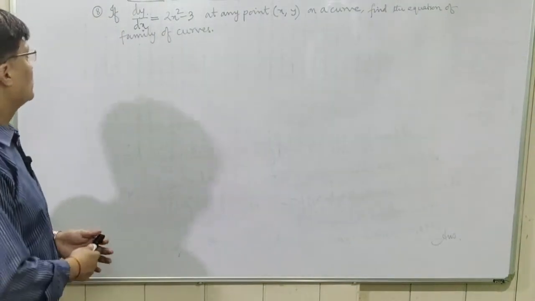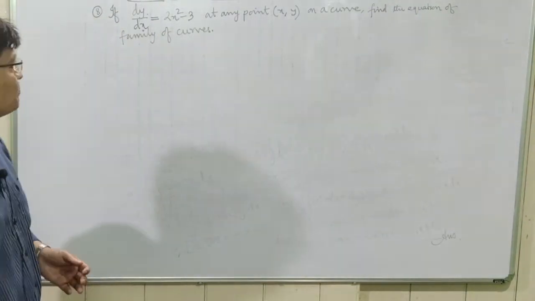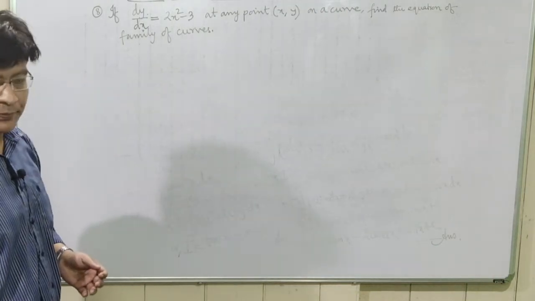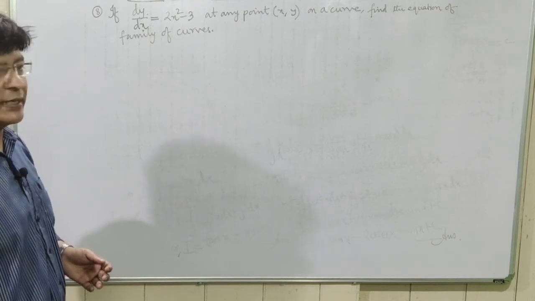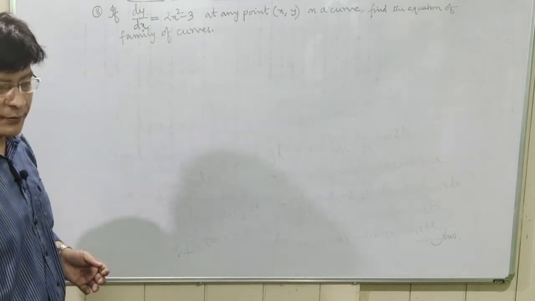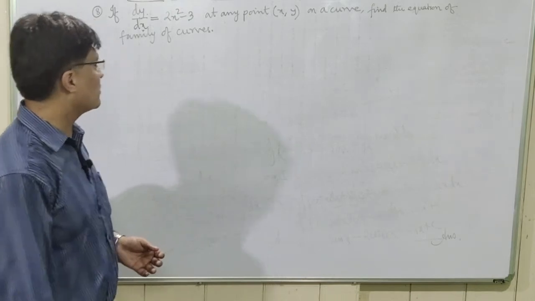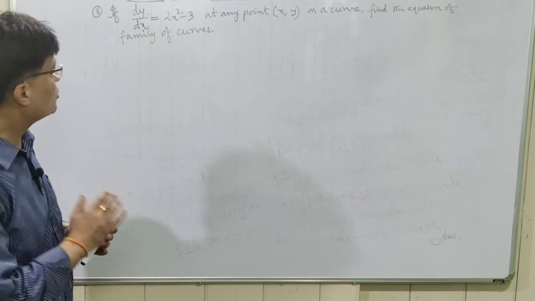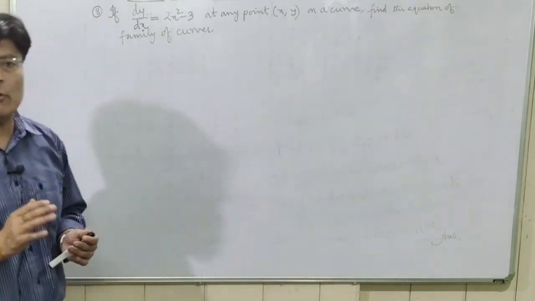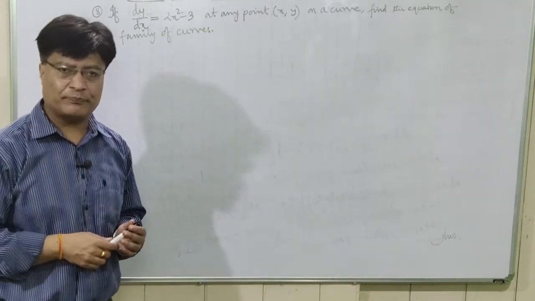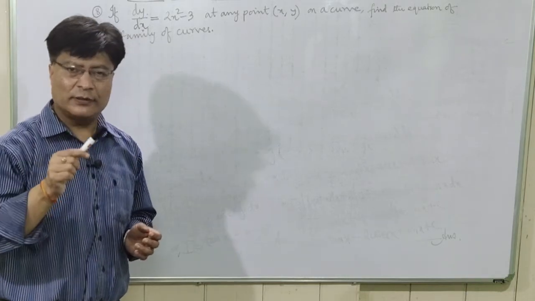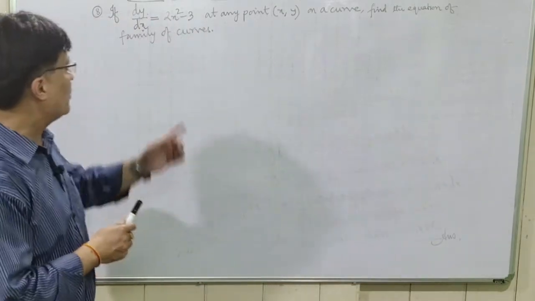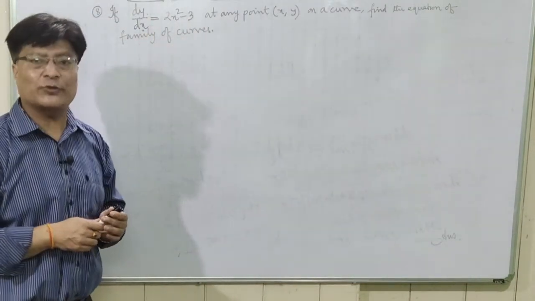So now we'll do the next question, that is question number 8. If dy by dx is equal to 2x square minus 3 at any point (x, y) on a curve, you have to find out the equation of the family of curves. So on a curve there is a point (x, y), and at this point dy by dx is equal to 2x square minus 3.